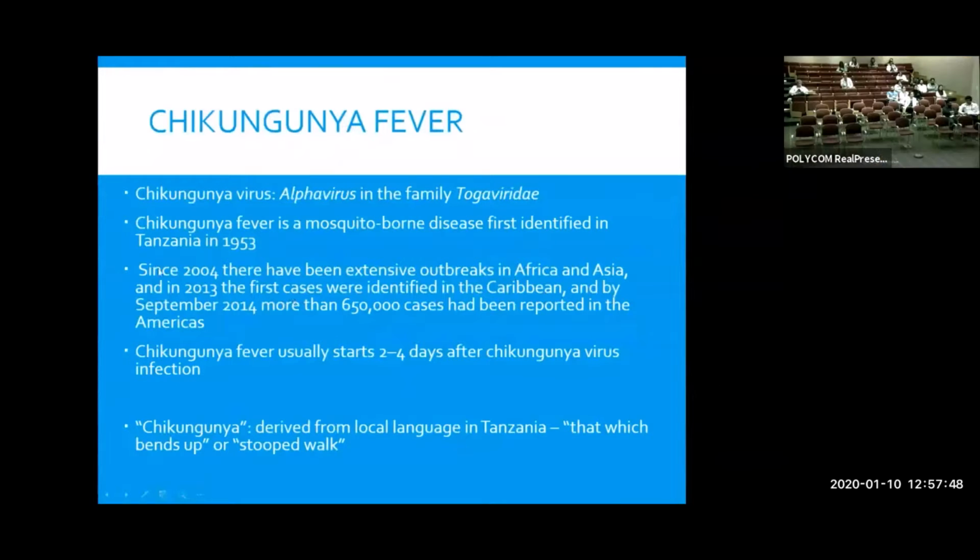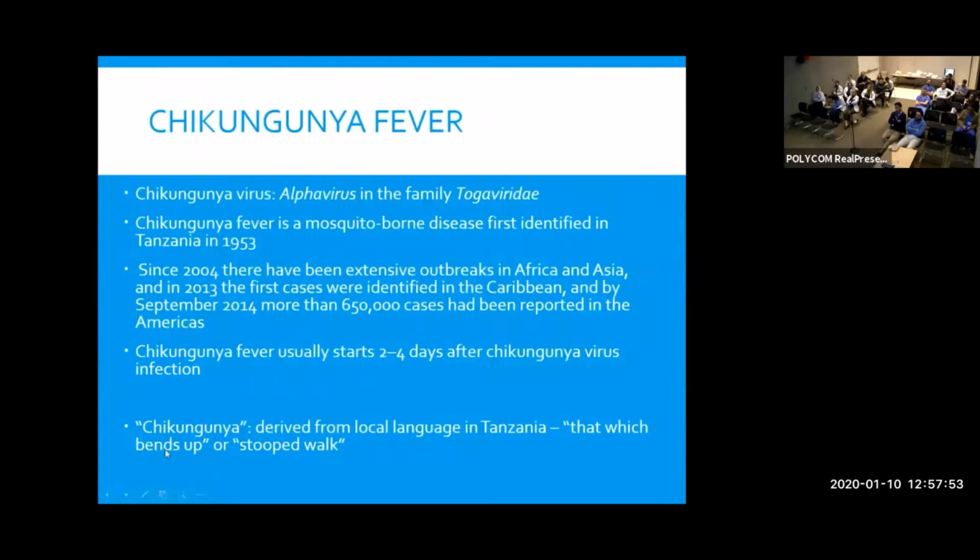We have 3 minutes, so let me jump to this last bullet here, because the word chikungunya means "that which bends up" or "stooped walk." And if you've seen chikungunya, the one symptom these people have is severe arthralgia. They can hardly move their arms or backs, and many people will tell you, I think it's chikungunya because it typically mostly affects joints.